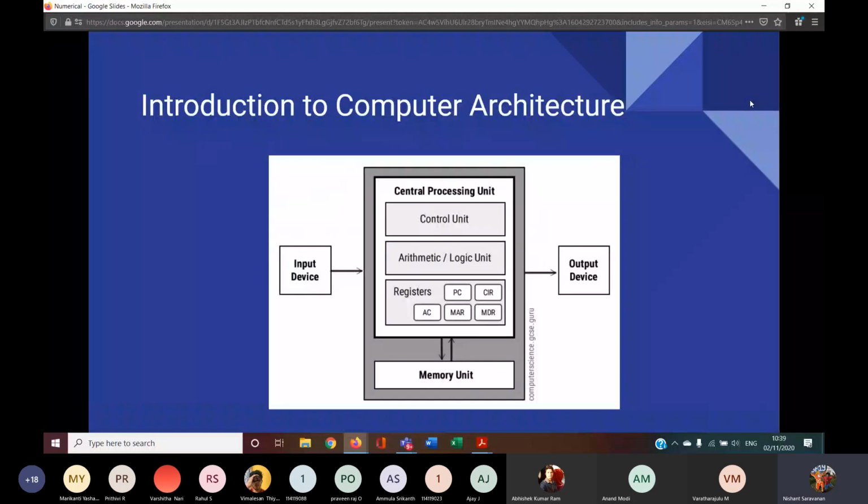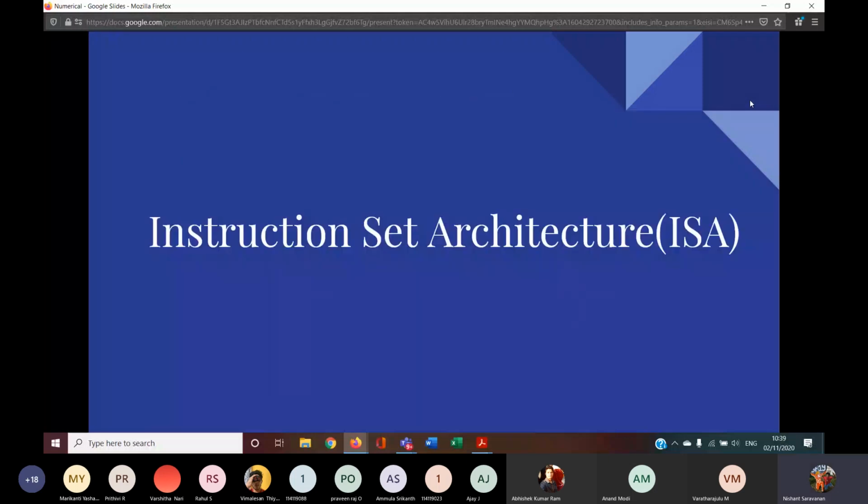Computer architecture is a set of rules and methods that describe the functionality, organization, and implementation of computer systems. Some definitions of architecture define it as describing the capabilities and programming model of a computer, but not a particular implementation. In other definitions, computer architecture involves instruction set architecture design, microarchitecture design, logic design, and implementation. Next, my teammate Maharajan will talk to you about instruction set architecture.